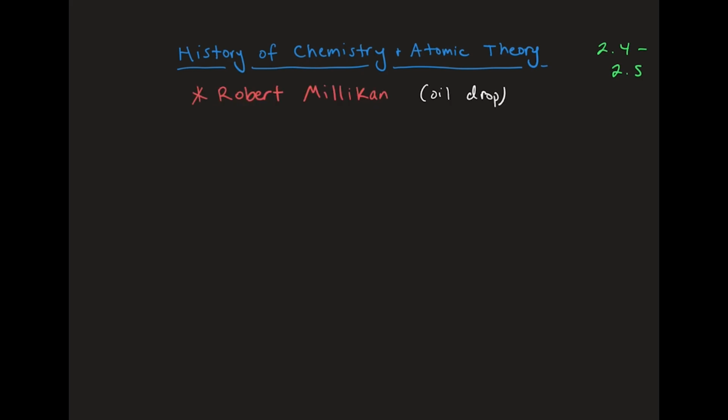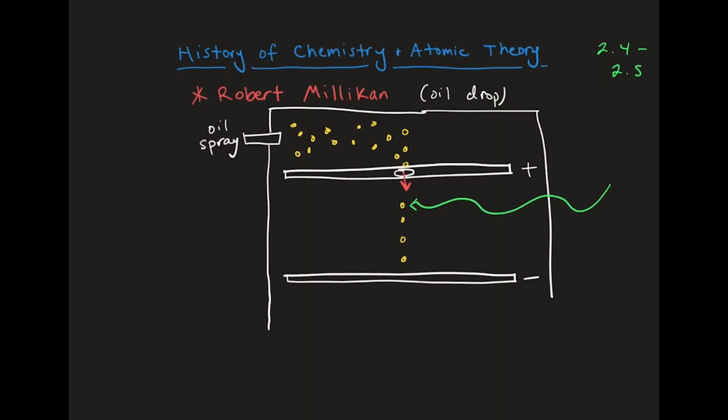Our next scientist is Robert Millikan, who conducted the famous oil drop experiment. Here's a diagram of the oil drop experiment. Here we have a stream of oil drops being sprayed into this box, and we have two charged metal plates, one positive, one negative. As the drops fall through this pinhole here, a negative charge is applied to them via X-rays. In this process, the X-rays free electrons from the molecules in the air and they attach to the oil drops, causing a negative charge.